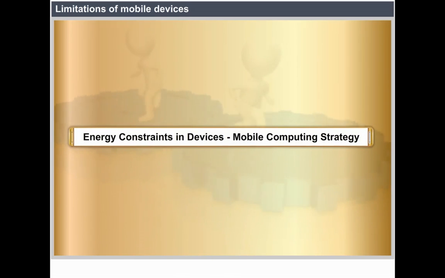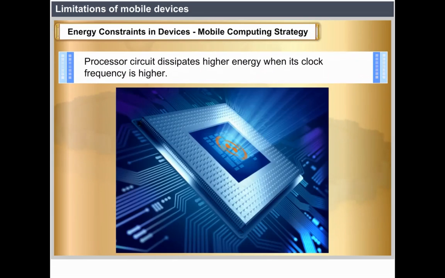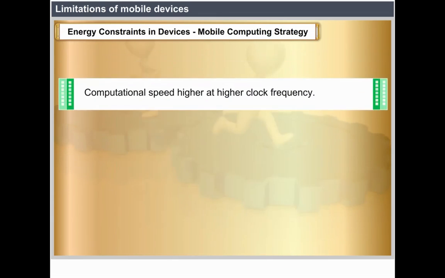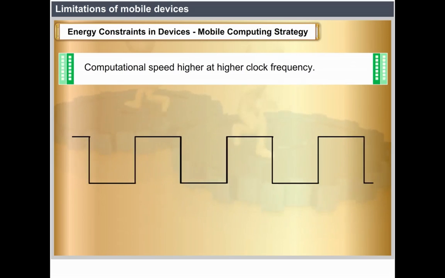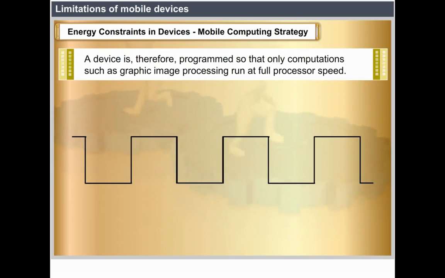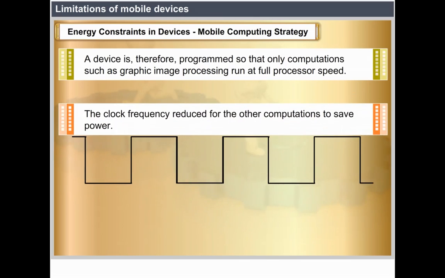Energy constraints in devices, mobile computing strategy. A processor circuit dissipates higher energy when its clock frequency is higher. Computational speed is higher at higher clock frequency. A device is therefore programmed so that only computations such as graphic image processing run at full processor speed, and the clock frequency is reduced for the other computations to save power.